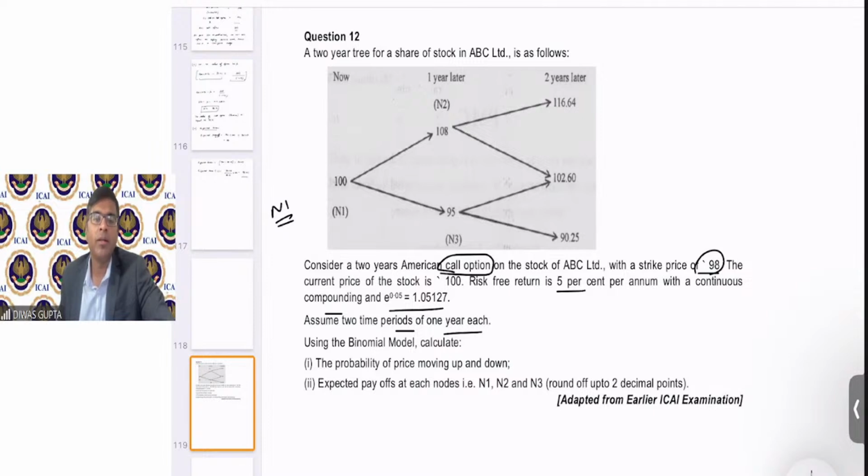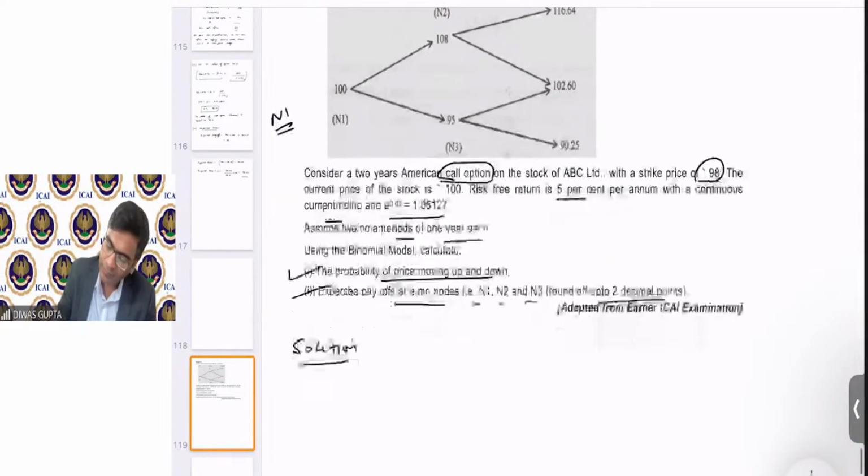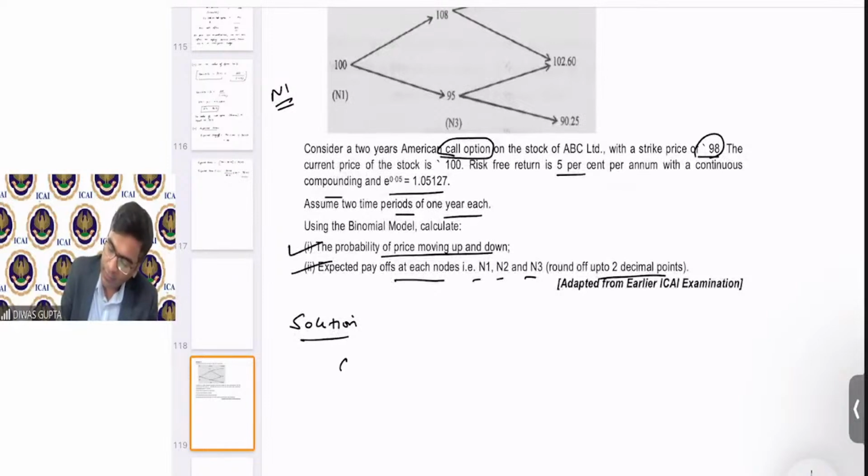Using the binomial model, calculate the probability of prices moving up and down. That we will do. Expected payoffs at each node N1, N2, N3, and we have to round it up to 2 decimal points. Okay. So this is easy and clear, students. So first of all, we have to calculate the probability, right?